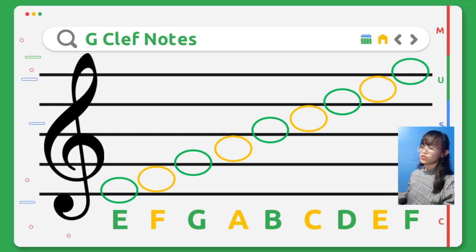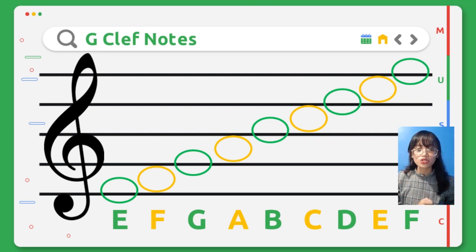Then tuloy-tuloy na siya. So here on my screen, on the first line, nandyan nag-umpisa yung letter E, the note E. Then, on the first space, we have the note F. Then, on the second line, we have the note G. Then, on the second space, we have the note A. Then, on the third line, we have the note B. The third space, we have the note C. On the fourth line, we have the note D. Fourth space, we have E. And on the fifth line, we have the note F. So, E, F, G, A, B, C, D, E, F.